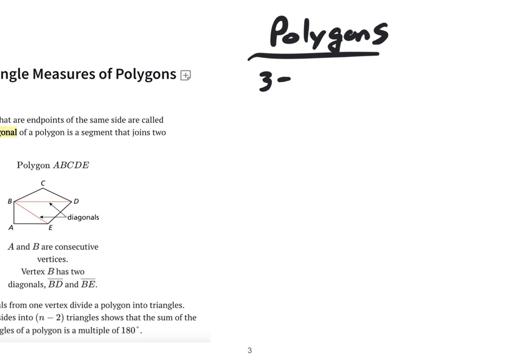And we know that 3 is a triangle. And there's a lot of different kinds of triangles. We talked about equilateral and scalene and obtuse and acute and all those kinds of things. But all we're talking about here is how many sides does it have? If it's 3 sides, it's a triangle.